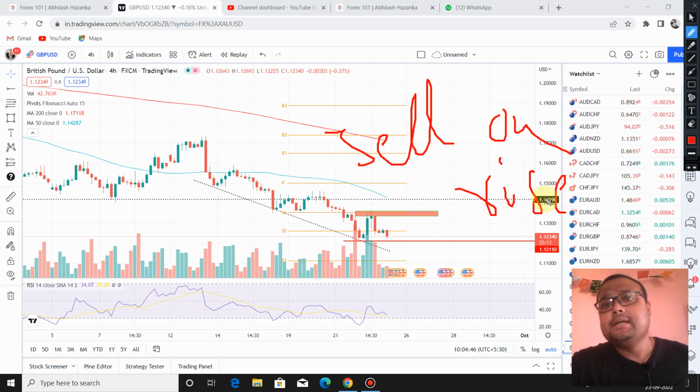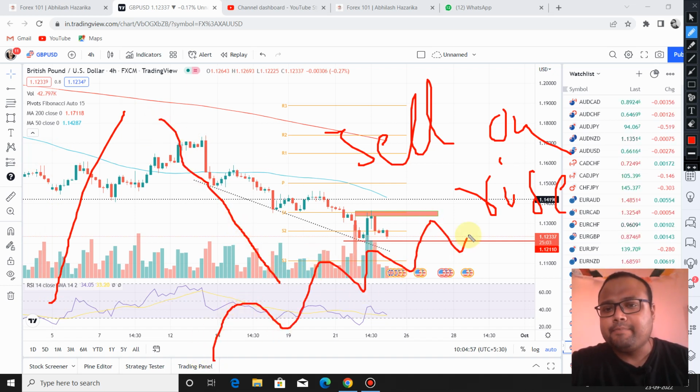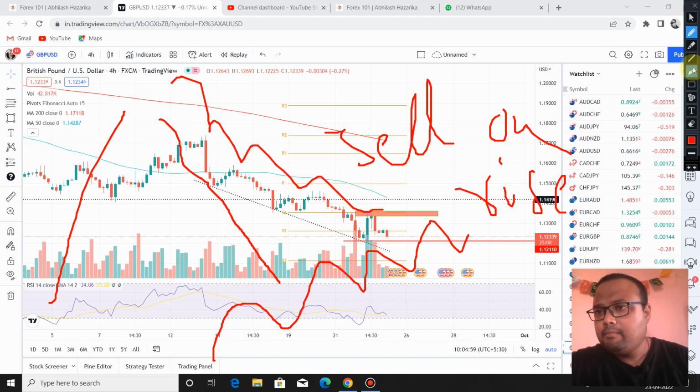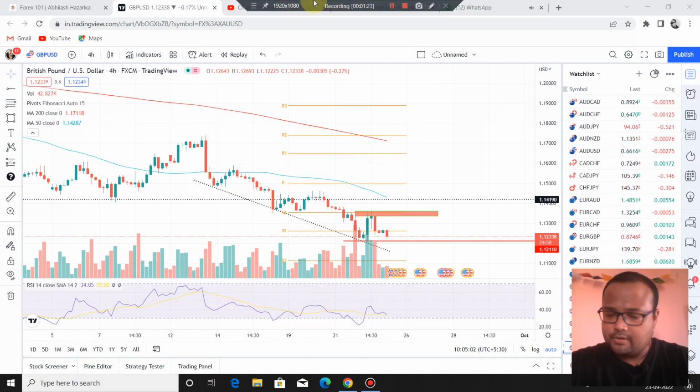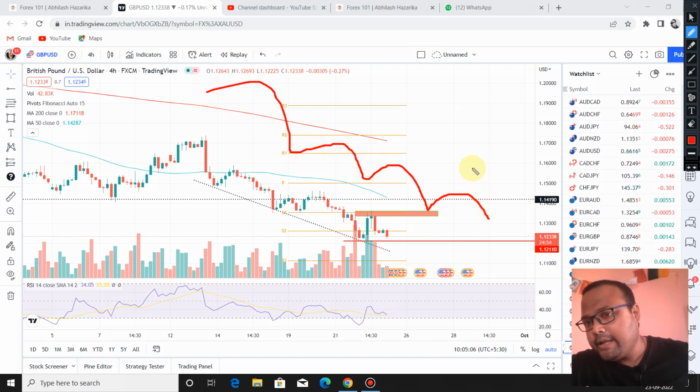is the best and the safest trading strategy, because see, no market goes up in a straight line like this or falls in a straight line like this. Market always moves in a zigzag pattern. So whenever the market goes down in a zigzag pattern or starts to fall in a zigzag pattern, it's always better to take a sell position in these levels.